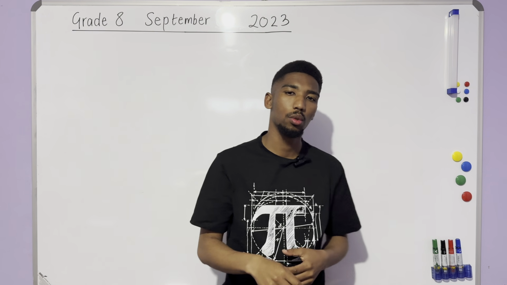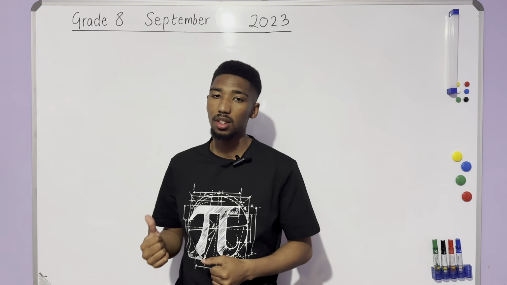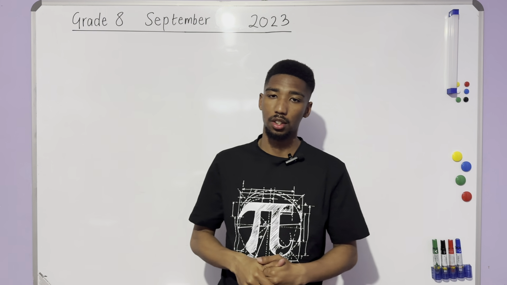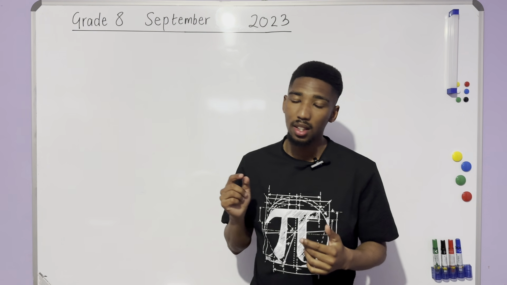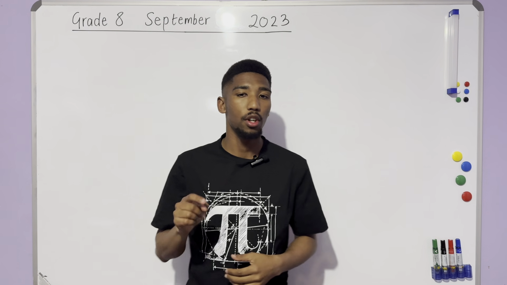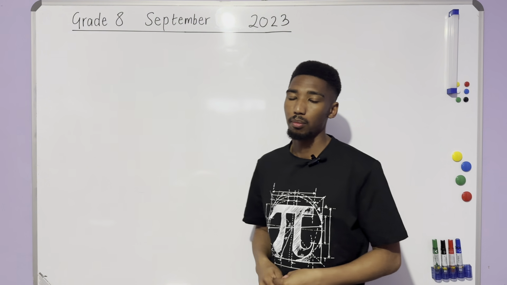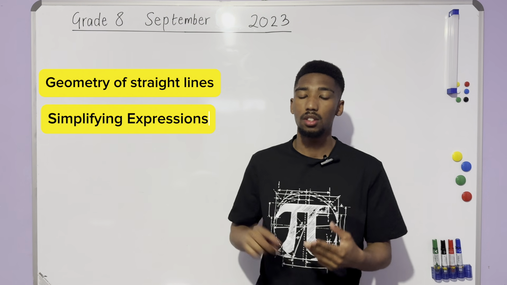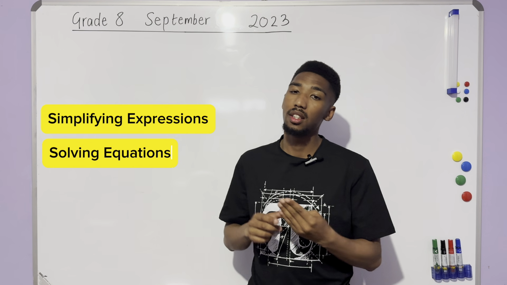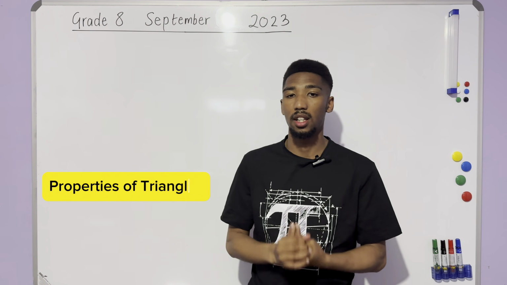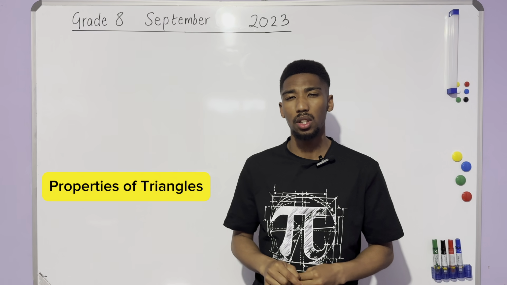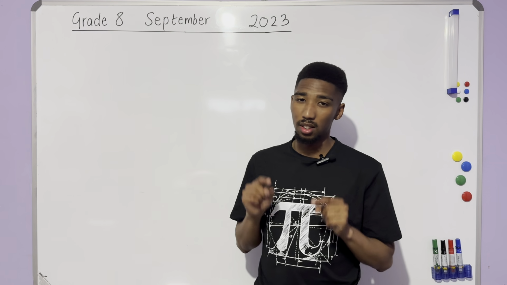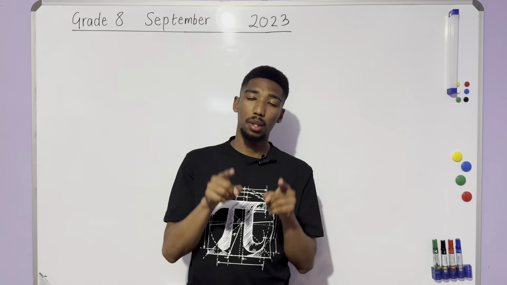In today's video, we will be going over a past grade 8 exam paper set by the Department of Education. In this test, the following topics are covered: geometry of straight lines, simplifying expressions, solving equations, and properties of triangles. This is term 3 work. So if you are in term 3 and you are in grade 8, this video is the perfect preparation for your exams.